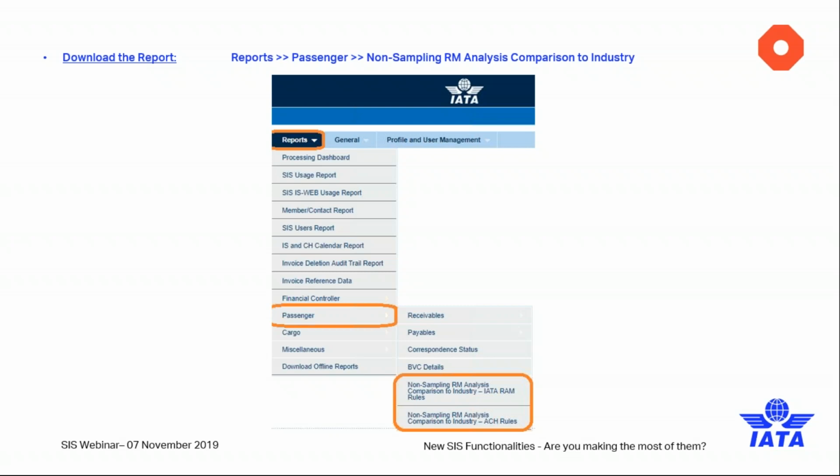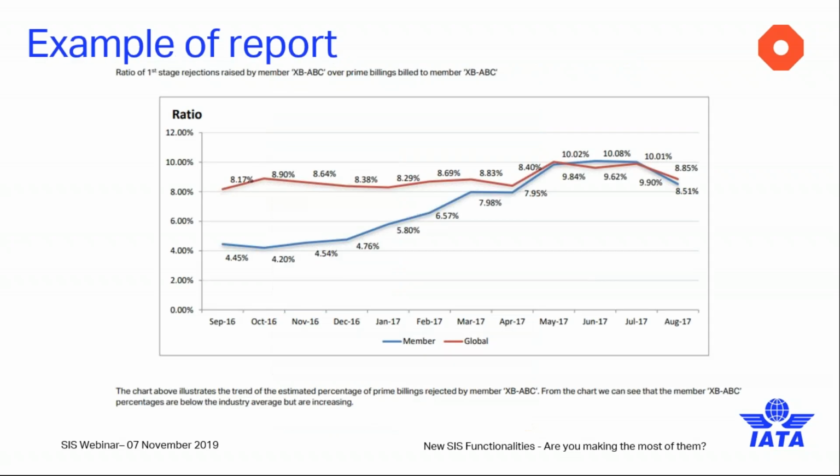including ACH members. Example of this report, what would it look like to you? This is one of the graphs that we would present on the report. It's an automated report without you having to interpret or enter any of the details. It automatically generates to you and presents you with graphs such as these.